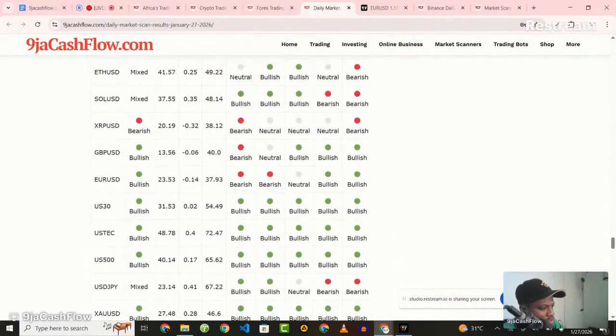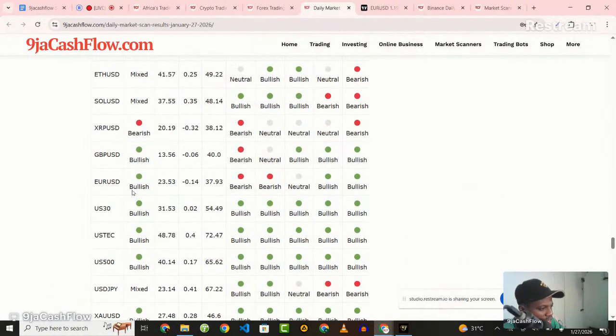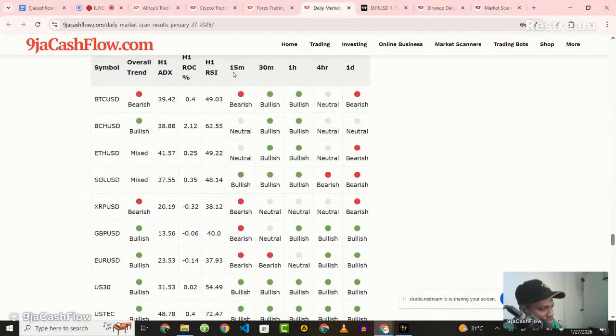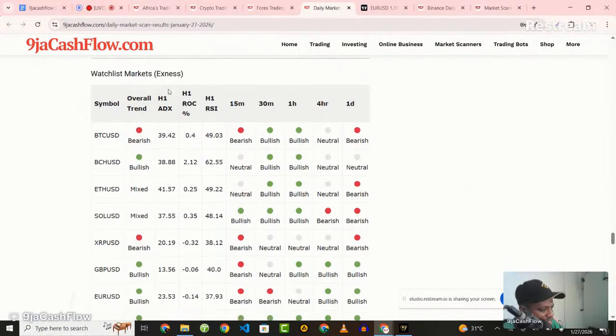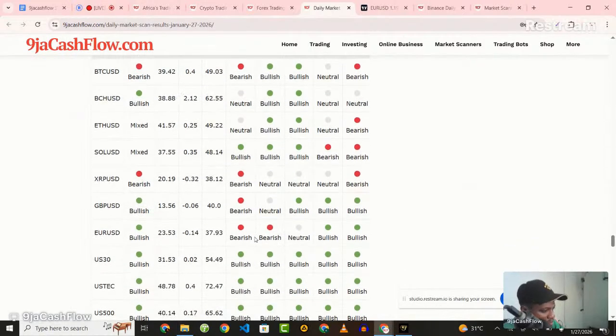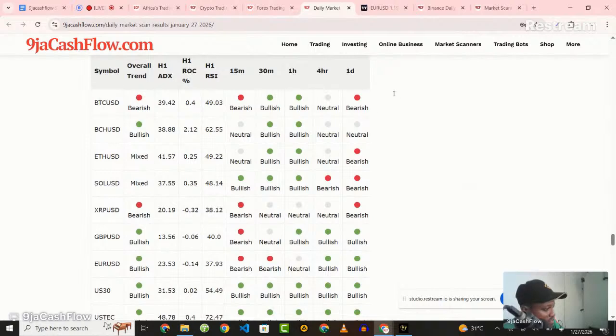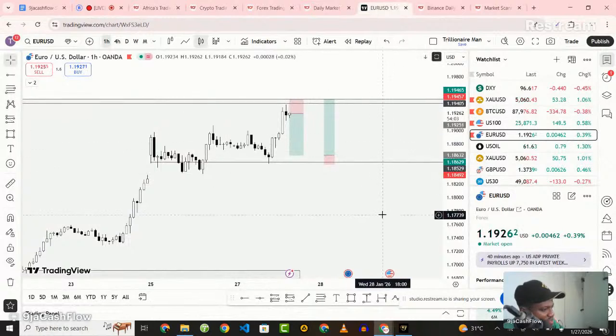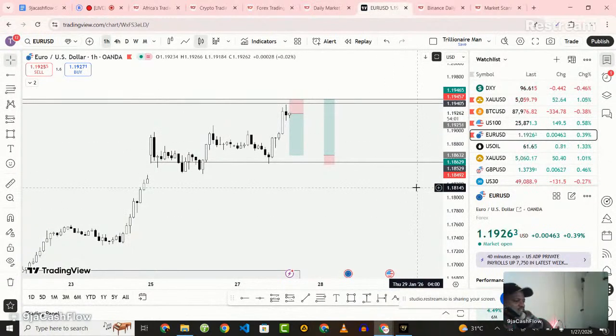Euro, as I've showed you. Okay, euro here is bullish overall, but bearish on 15 minutes and 30 minutes. That's on Xness. Okay, 15 minutes, 30 minutes is bearish, sure. But 1 hour is neutral. So we are seeing a little bearishness, but yeah, it is what it is.